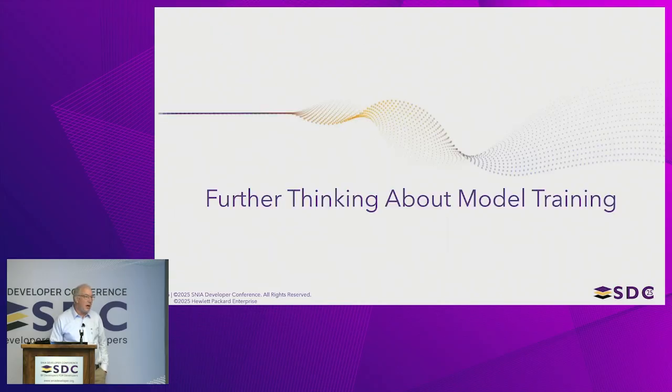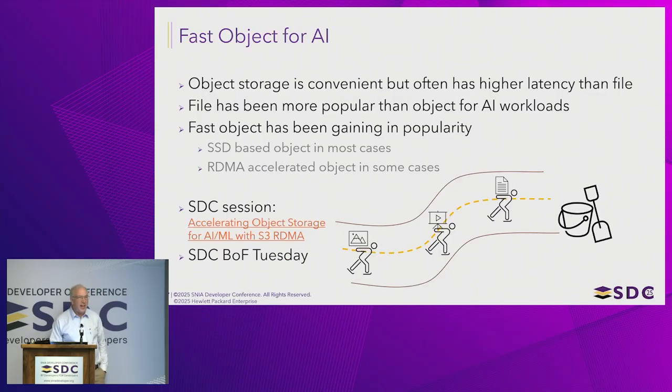A few other thoughts about model training. I just couldn't help myself, there are so many cool things to think about here. Fast object for AI. I think this is really interesting. I'm one of those people that in the early days, everybody was doing file access for their AI training, and object is too slow, and I looked at the overhead for object and thought, my goodness, it's always going to be too slow. Maybe not. People are clever. There are new things being invented every day. While file has been the most popular, fast object seems to really be gaining interest.